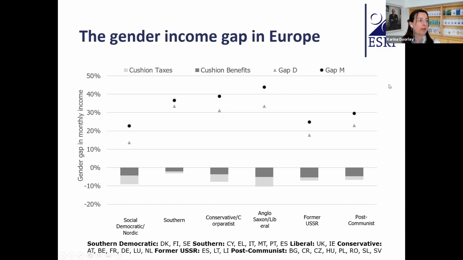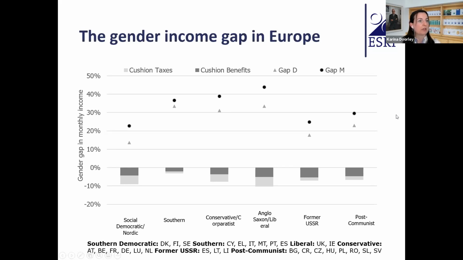But the same is true in the Nordic countries, which have a very low starting point. The gender gap in market income there is relatively low, but then so is the gender gap in disposable income. So there's quite a lot of cushioning going on in, for example, those two typologies, even though their starting points are very, very different. And then if you look at the southern countries, so this is Cyprus, Greece, Italy, Malta, Portugal, and Spain, there's very little cushioning of the gender income gap going on at all. So there are really very stark cross-country differences here.